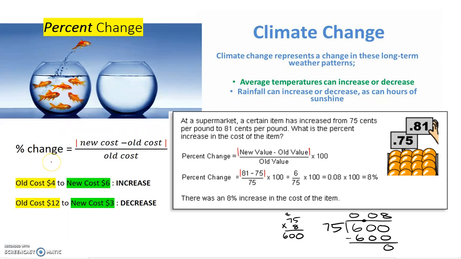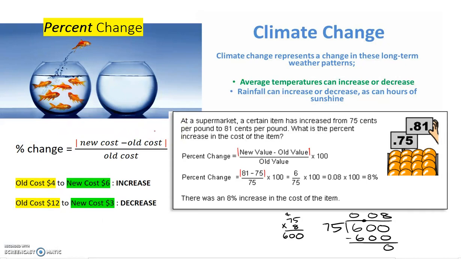Percent change is very simple in idea. We can think about the new cost minus the old cost, divided by the old cost. And maybe you'll also notice that I put these absolute value marks. I use the absolute value because I'm going to decide whether it's an increase or a decrease just based on the idea: if the number goes up, it's an increase. If the number we're talking about goes down, it's a decrease. So let's take a look at an example.